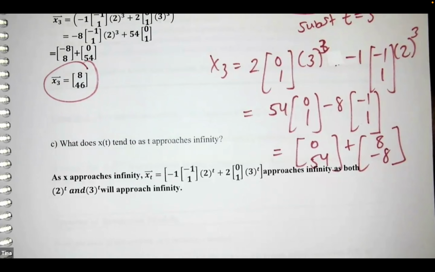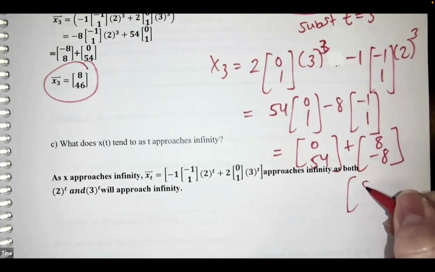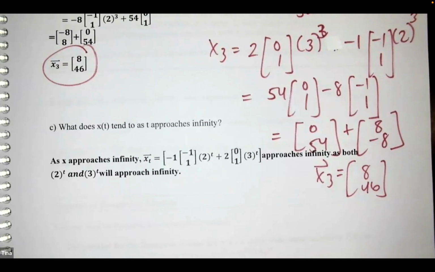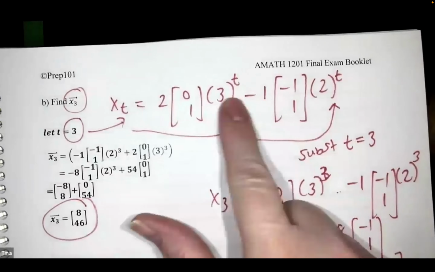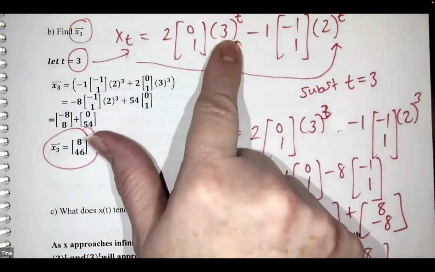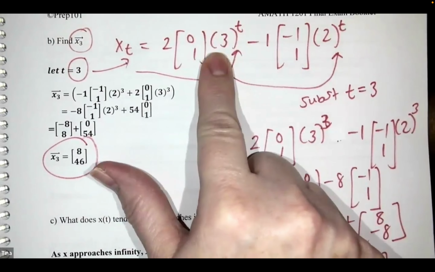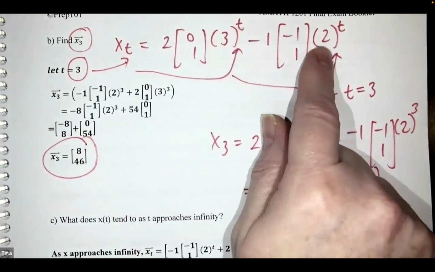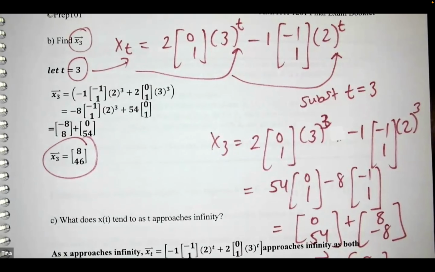Okay, so it would be 8, and then 54 minus 8 would be 46. What does this xt tend to as t approaches infinity? Well, because 3 is a number larger than 1, 3 times 3 times 3 infinitely many times is going to go to infinity. And 2 is also larger than 1. 2 times 2 times 2 infinitely many times is also going to go to infinity. So it's going to be infinity plus infinity, so it's going to approach infinity.